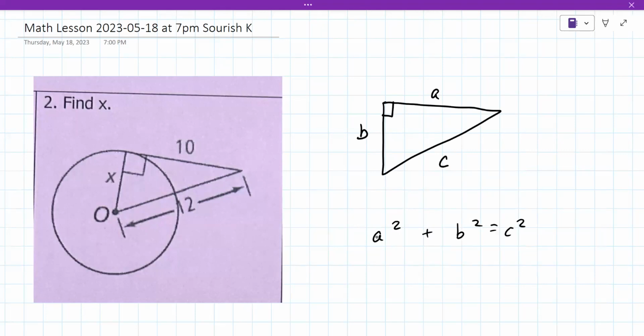Now, can you tell me the value of A in the triangle? A is 10, good. B is X. C is 12. So what you need to do is 100 plus X squared equals 144. All right, could you solve that for us, please?